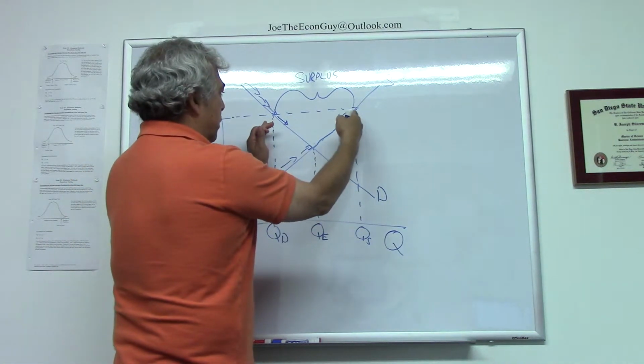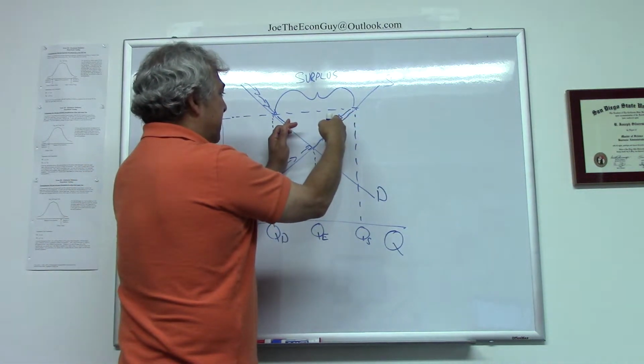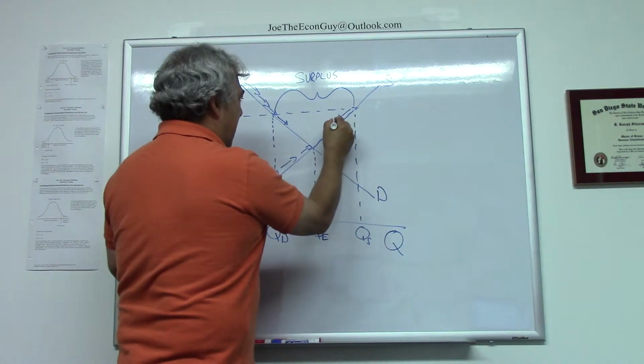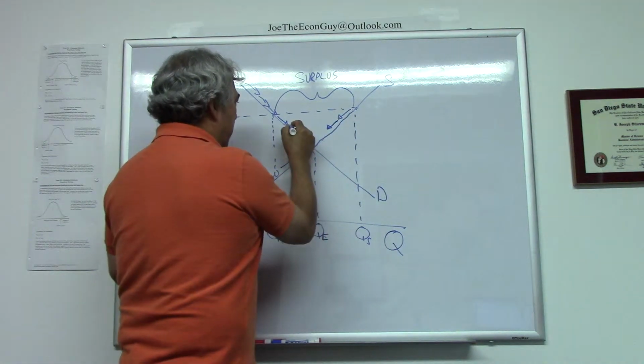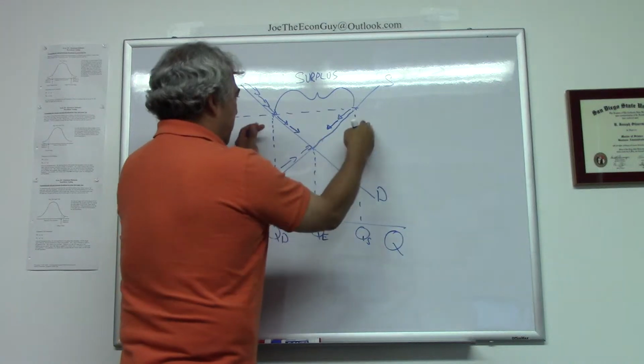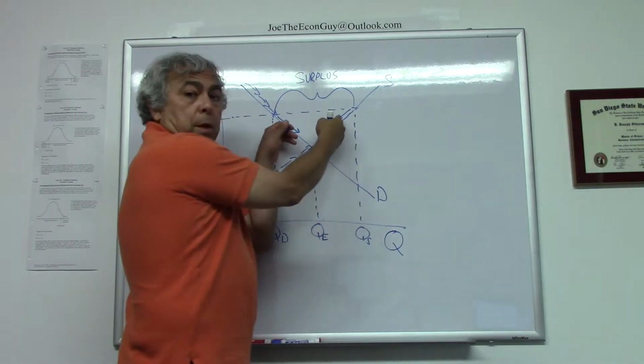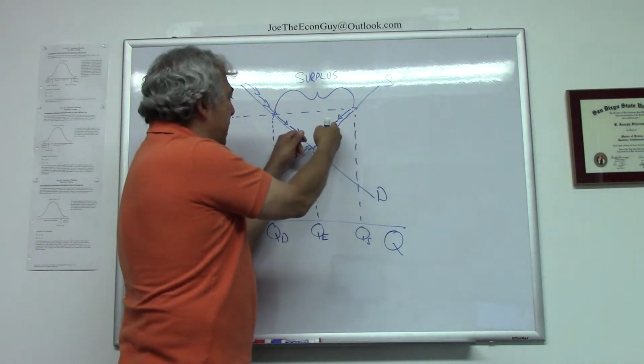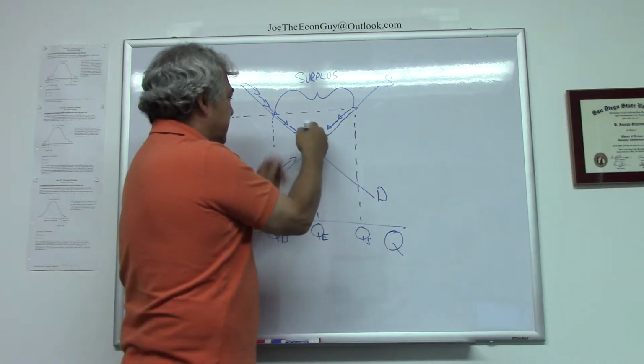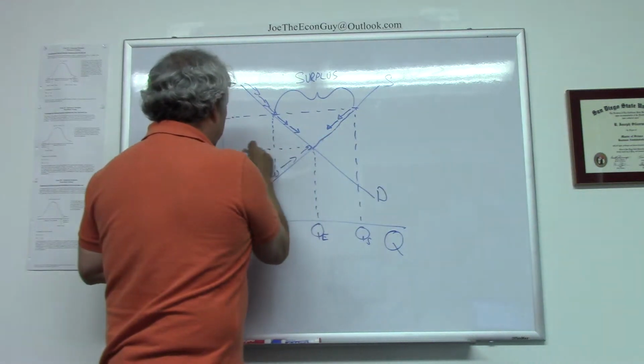What's happening to our surplus? Well, we still have a surplus, but it's getting smaller, because as producers lower the price, they bring more buyers into the market. We still probably have a little bit of a surplus, but it's shrinking. It's getting smaller and smaller as the price gets closer to the equilibrium price, PE.